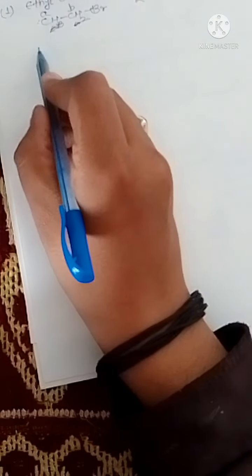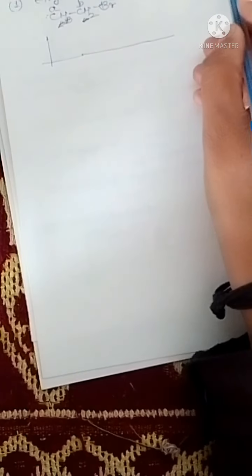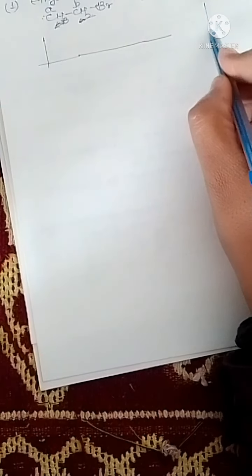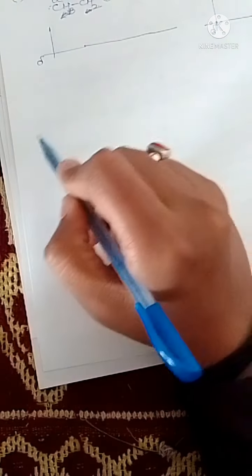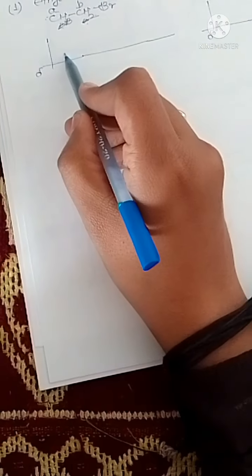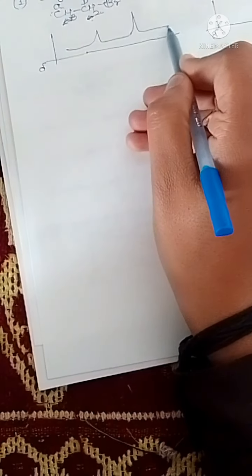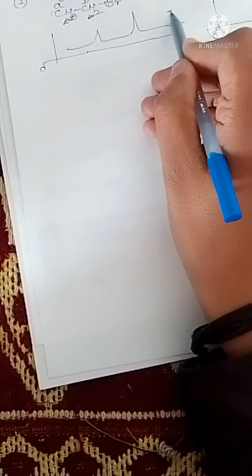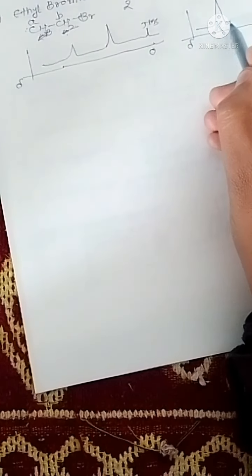After that we have to draw a low resolution NMR spectrum from this information. This is the delta axis and here is also delta. One student can draw, we have to draw two signals, so someone can draw like this. This is the signal of TMS, it is always at 0, and any student can draw it like this also.